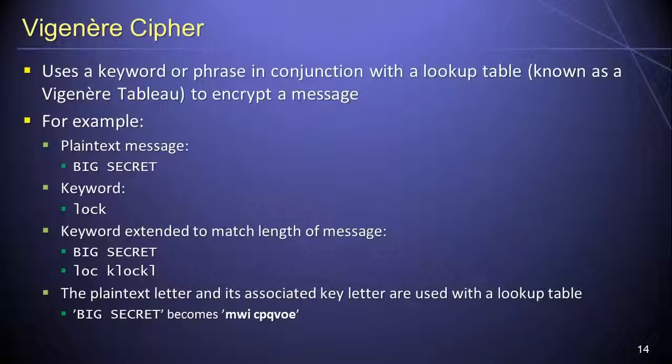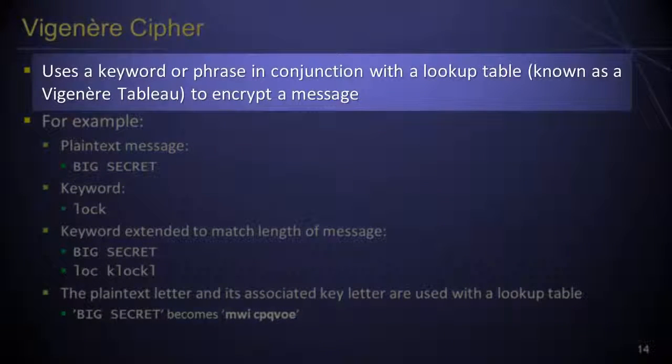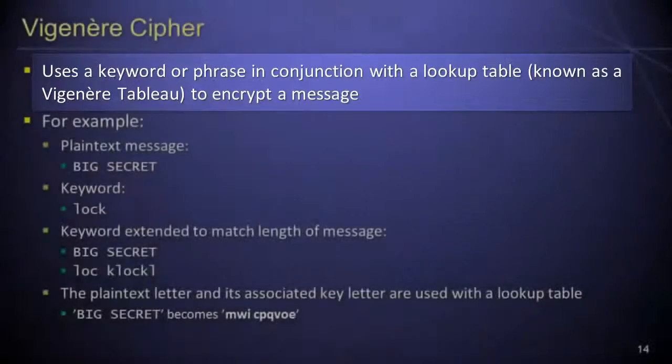The Vigenère cipher is a polyalphabetic substitution cipher which uses a keyword or phrase in conjunction with a lookup table, known as a Vigenère tableau, in order to encrypt or decrypt a message. For example, imagine that we want to encode the plaintext message "big secret" using the keyword lock.